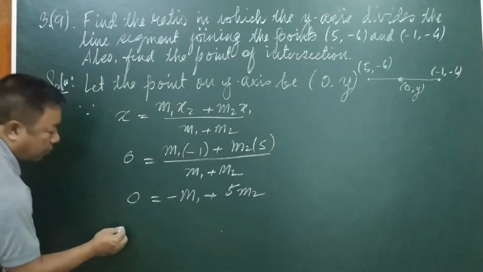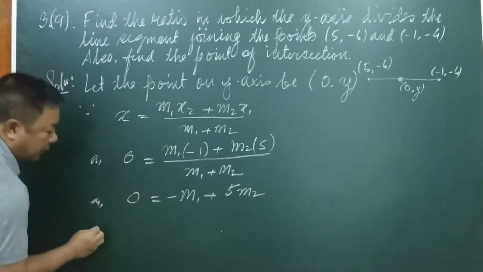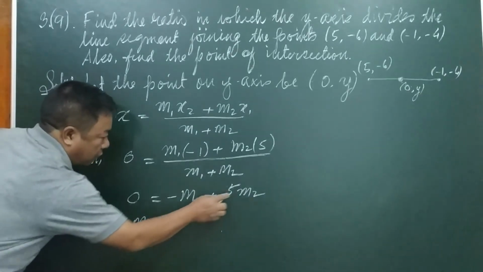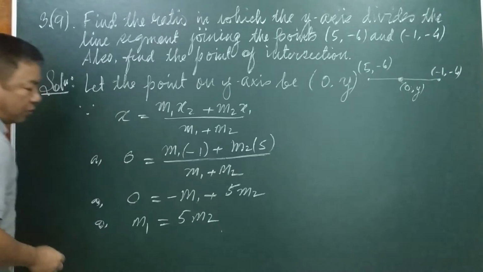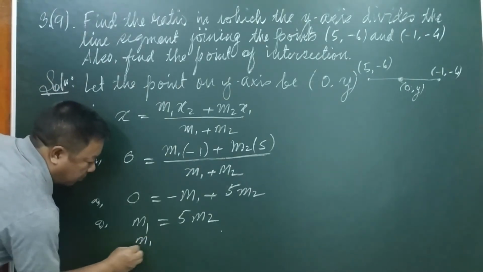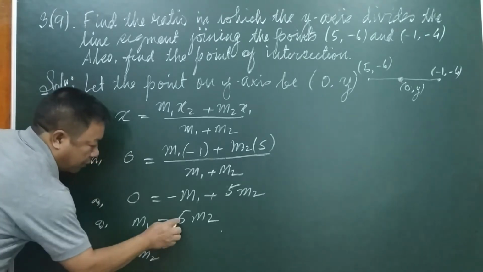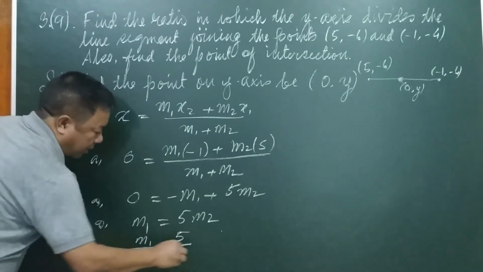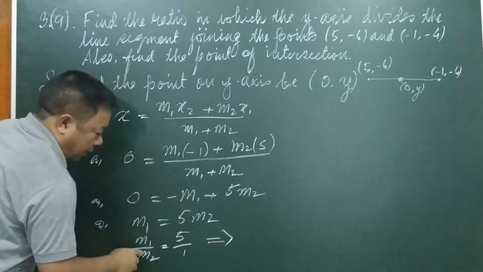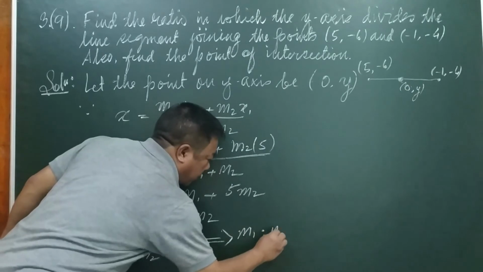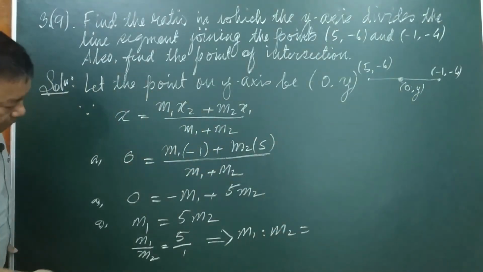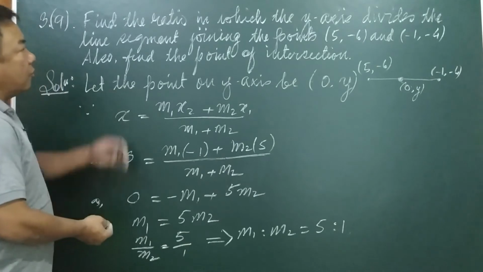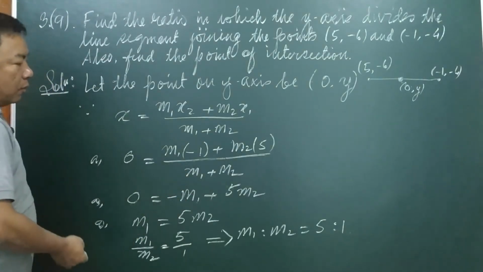For the question, m1 plus m1 equal to 5 m2, the ratio is m1 by m2 equal to 5. So m1 is to m2 is 5 is to 1. Find the ratio: the ratio is 5 is to 1. That is the answer.